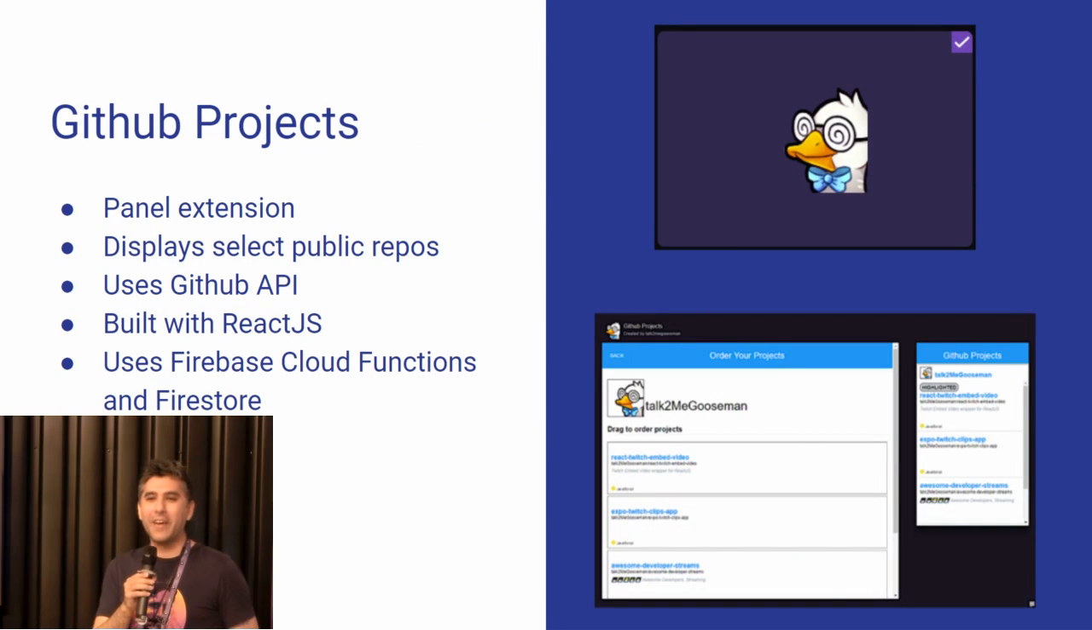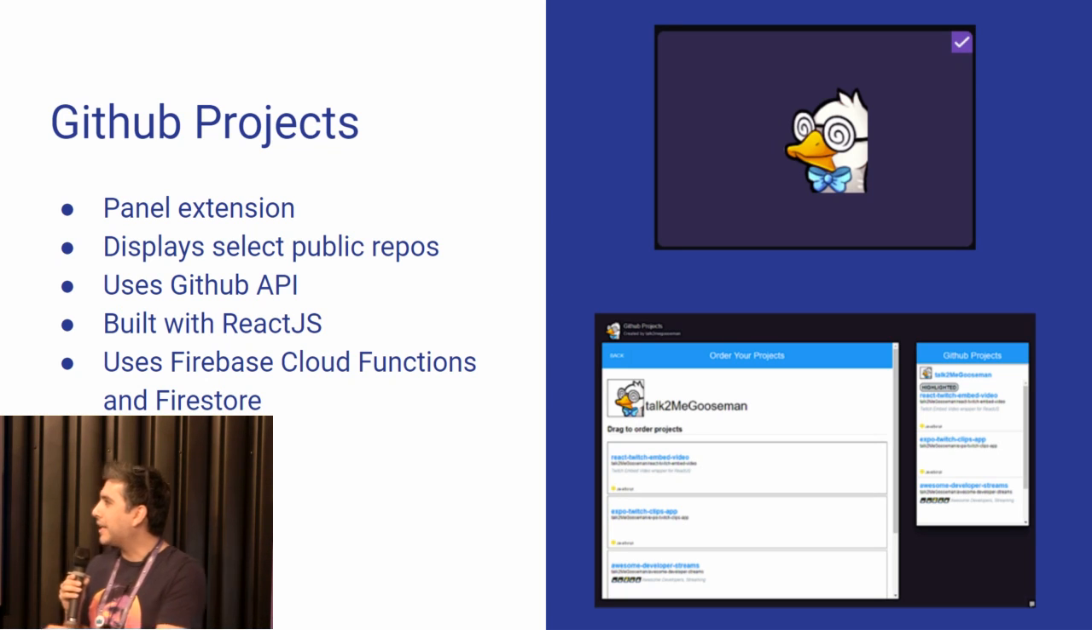The very first extension I ever made was the GitHub Project extension. This was back when it was first publicly released to us developers. I asked myself, what do I want? And I was like, you know what? I want to show off my GitHub projects, so why don't I just build an extension? And that's what I did. I built a panel extension. It displays your public repos. It integrates with the GitHub API, uses React.js, and it's powered by Firebase Cloud Functions and Firestore. So you're going to see a lot of this. No AWS, unfortunately.